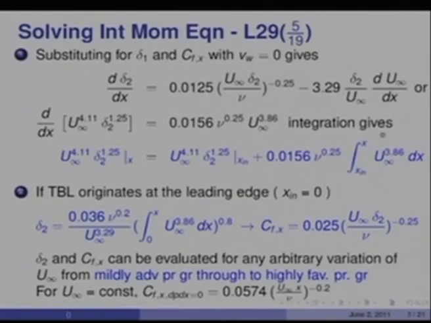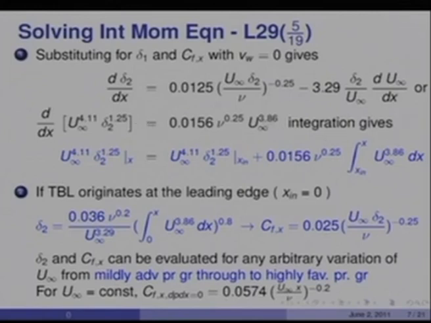Then you will see that the momentum equation would become like this: d delta 2 by dx equals the C_fx by 2 term in terms of delta 2, minus (2 plus delta 1 by delta 2, which is H, which was 1.29) so that becomes 3.29 into delta 2 by u infinity du infinity by dx. If I transfer this term to the left hand side, then you will see I can reorganize it as d by dx of u infinity raised to 4.11 into delta 2 raised to 1.25 equal to 0.0156 nu raised to 0.25 u infinity raised to 3.86.